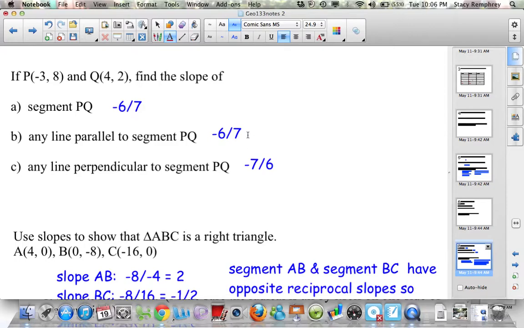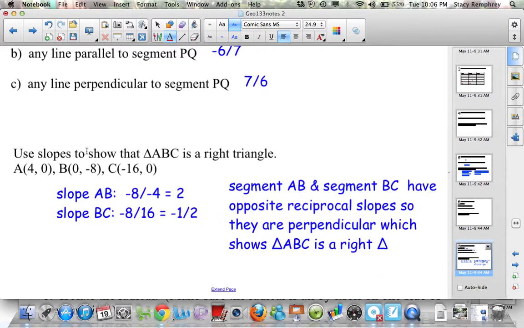Parallel lines have equal slopes. You can see that here. And a perpendicular line, this is actually incorrect, should be positive 7/6. I should be changing the sign as well as flipping it. So the perpendicular segment is going to have a slope of 7/6.